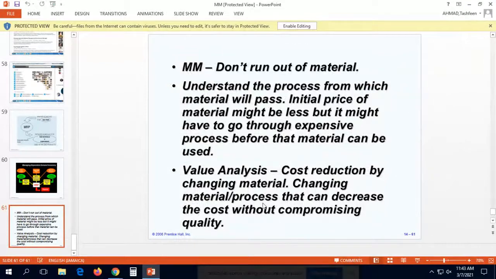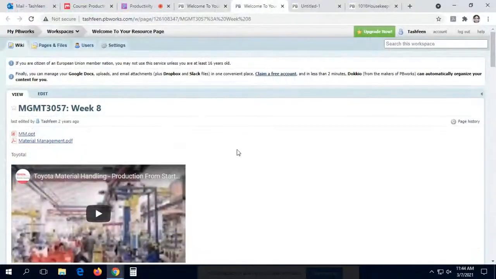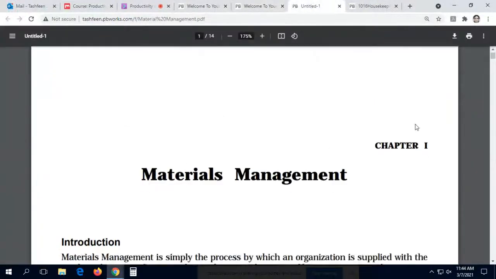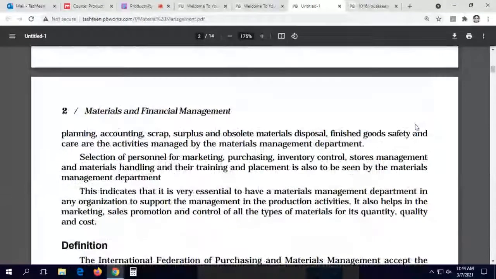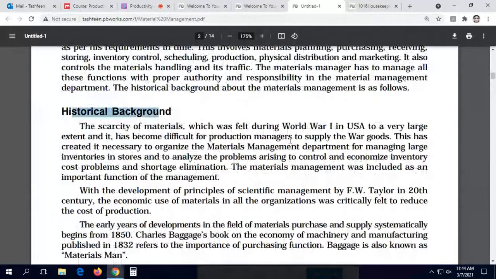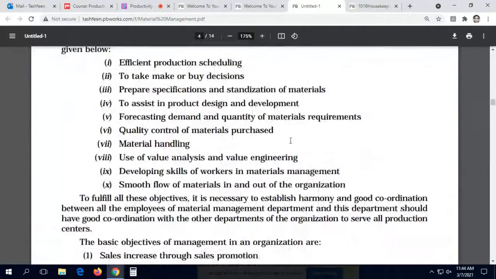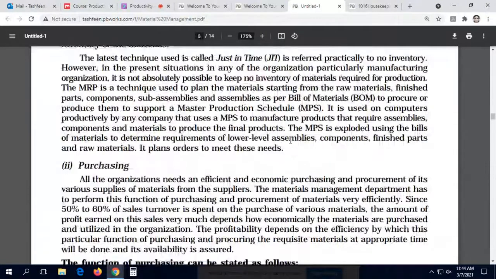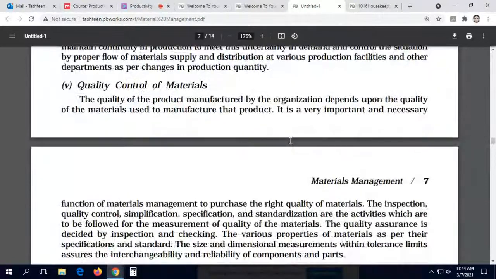Don't run out of material, value analysis. So material management, I've posted some chapters from some books. You can see the historical background, for example, how material was managed in the early days and how it improved over a period of time. You can think about what the primary functions are and what the secondary functions are. Pay attention to that, please.